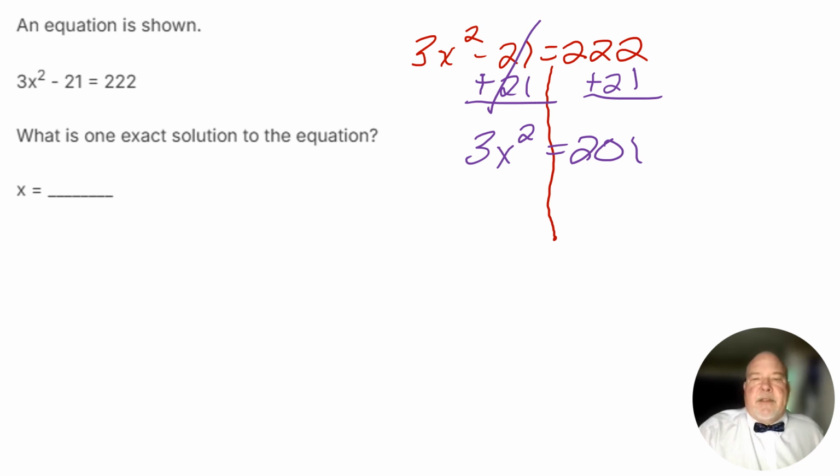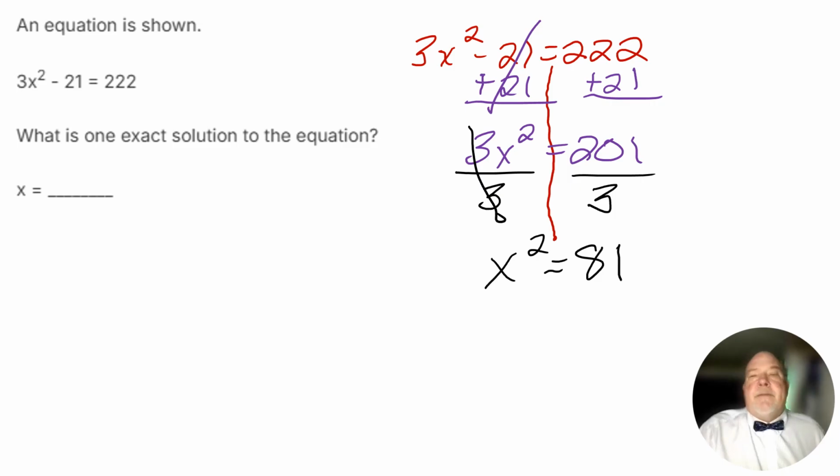Now the next step is I'm going to divide both sides by 3 because it's 3 times x squared. So I'll divide both sides by 3. 3 divided by 3 is 1. That goes away. Now I have x squared equals 81.